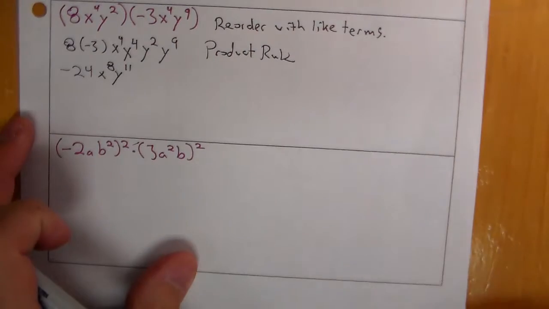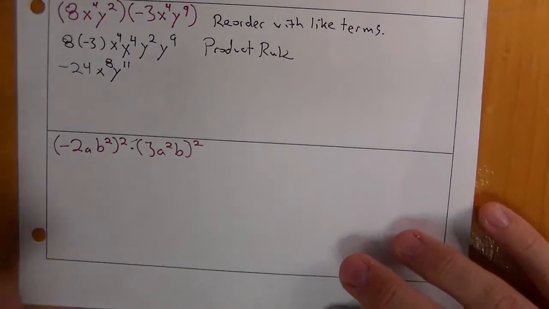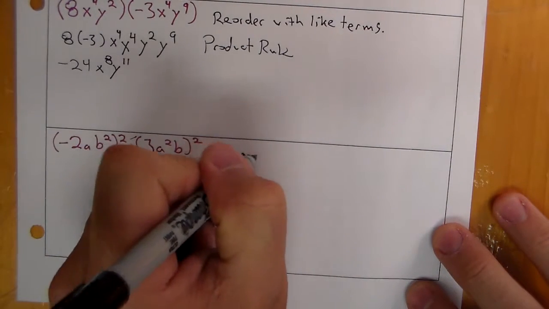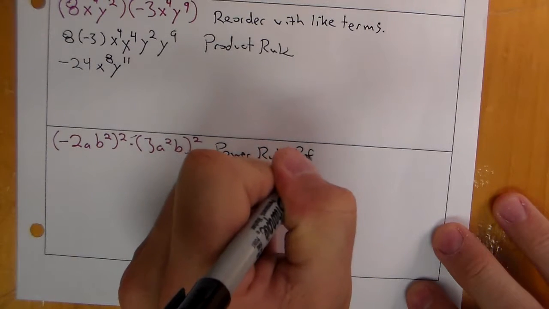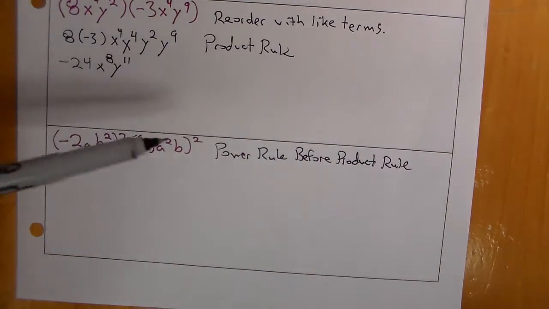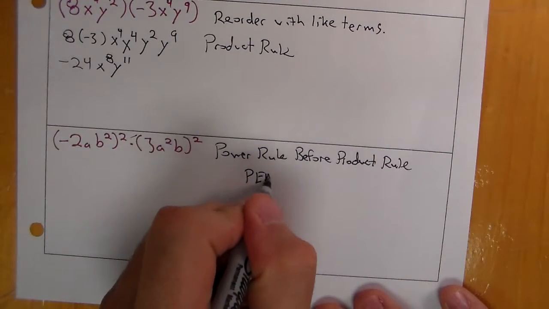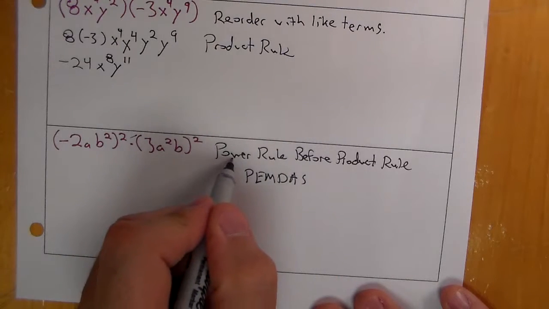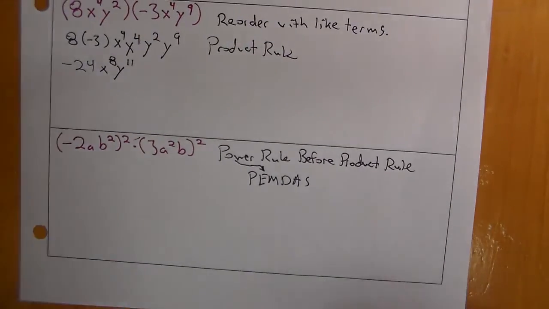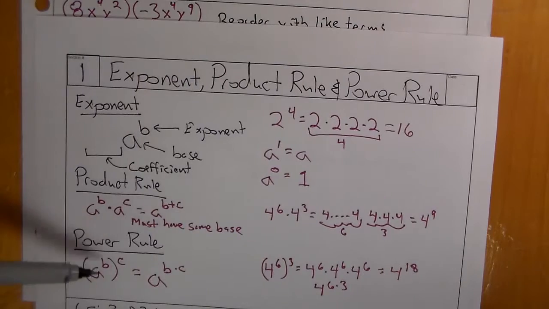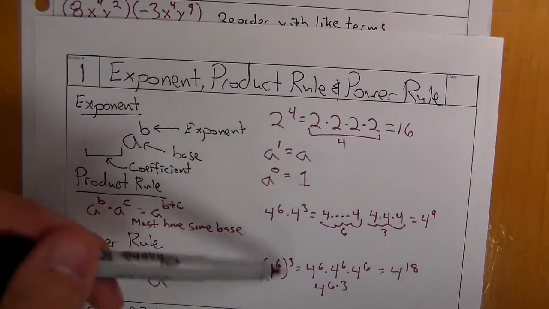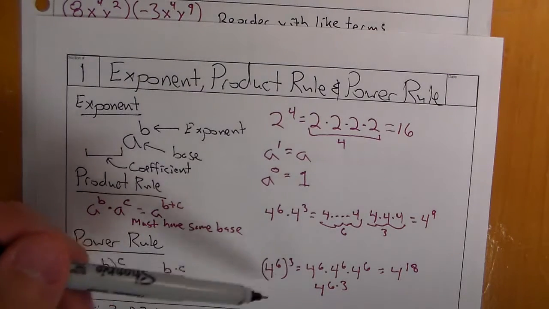For our next one, we're going to come down and look at having to deal with the power rule first. So power rule before product rule. And where that comes from is when you first learned order of operations, the power rule is actually a form of exponents. So if I had this term of 4 to the 6th to the 3rd, 4 to the 6th is just a number. So when I take that number and cube it, I'm really doing an exponent operation.